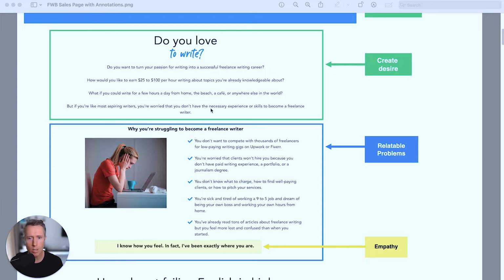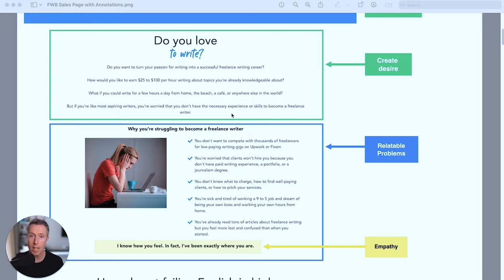So each of these questions are things I know they want. They're core desires of my audience, and I turn them into questions because I want them to answer yes to them, right? So, do you want to turn your passion for writing into a successful freelance writing career? Yes, I think they would answer yes to that, and then it goes on and on. You can pause the video if you want to read these questions.